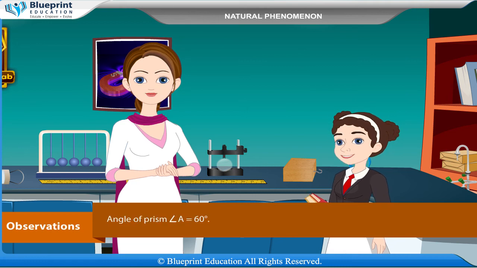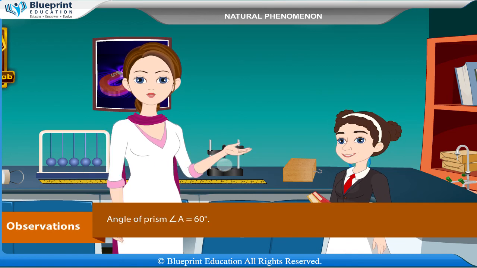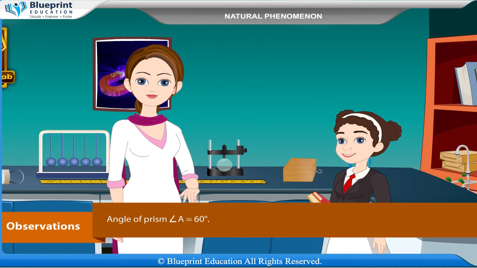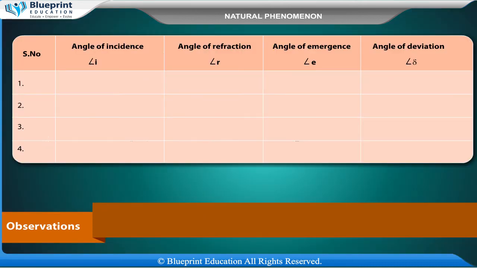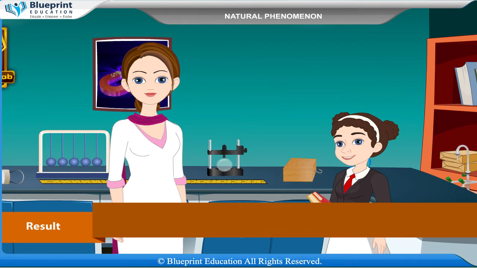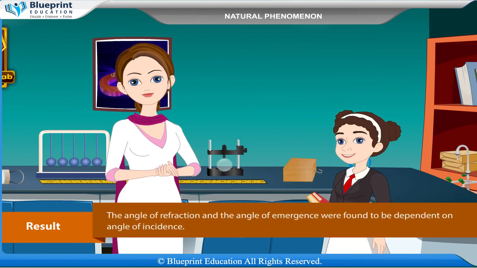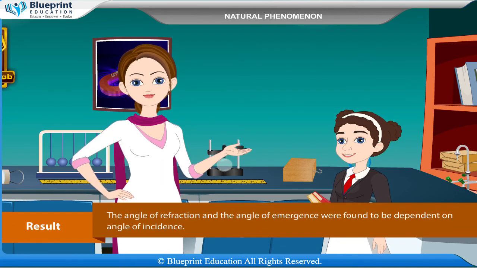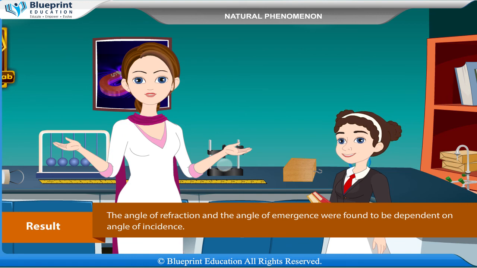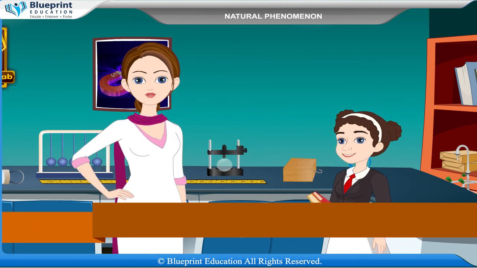Observations. Angle of prism, angle A, is equal to 60 degrees. Angle of incidence, angle of refraction, angle of emergence, angle of deviation. Result. The angle of refraction and the angle of emergence were found to be dependent on the angle of incidence.